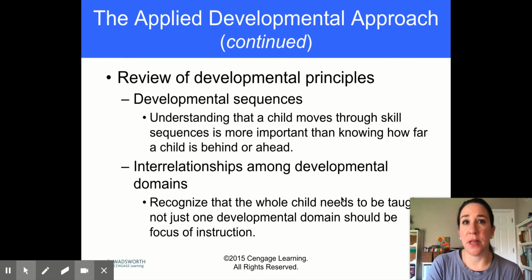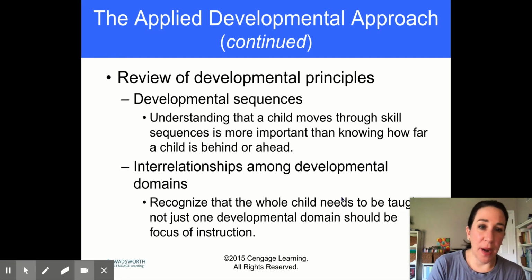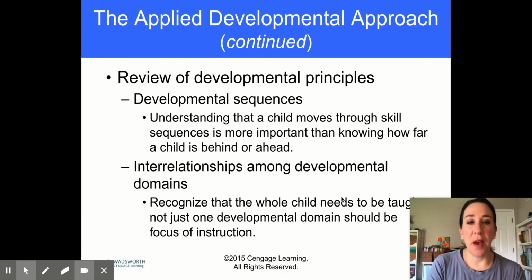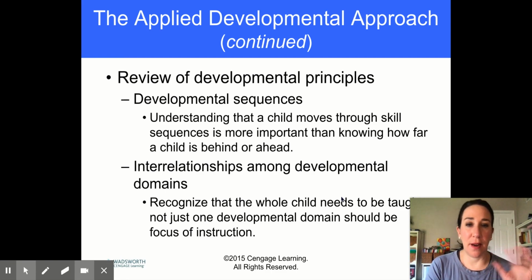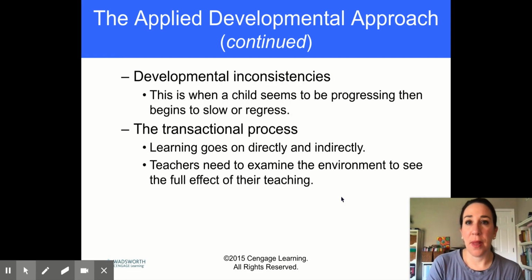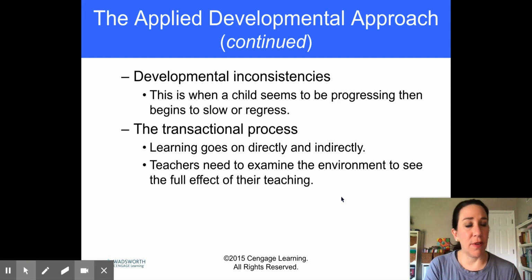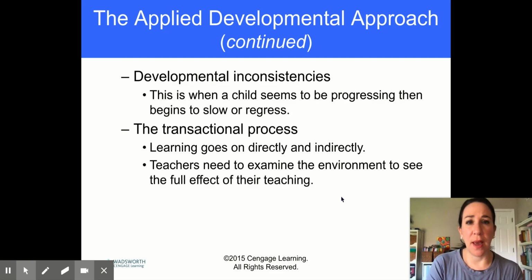The applied developmental approach: reviewing developmental principles, remembering how development works, thinking about how development works among the different domains, right? Seeing when development looks inconsistent. So you've gone on this track, you've gone on this track, and then all of a sudden something happened. What happened? Sarah was talking and chatting and being very vocal, and then all of a sudden she stopped. Why is that? What do we think happens, right?